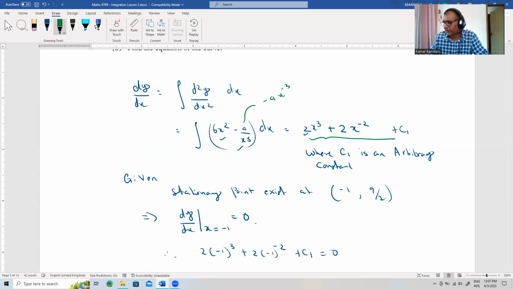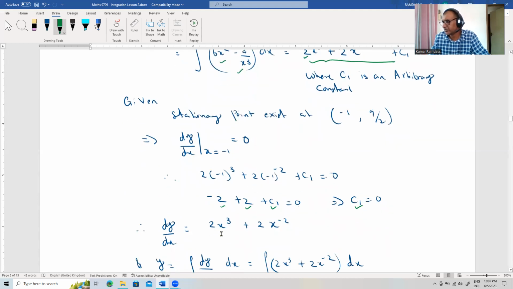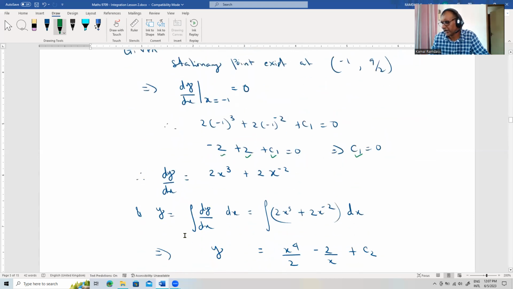Je besoin de 0. Et là, je trouve que C1 est égal à 0. Ça veut dire dy by dx is equal to 2x cubed plus 2x to the power minus 2 plus C1, plus de 0. Et là, je réintégrer encore un coup. Intégration de dy by dx dx is equal to y. Et ça veut dire intégration de 2x cubed plus 2x to the power minus 2 dx.